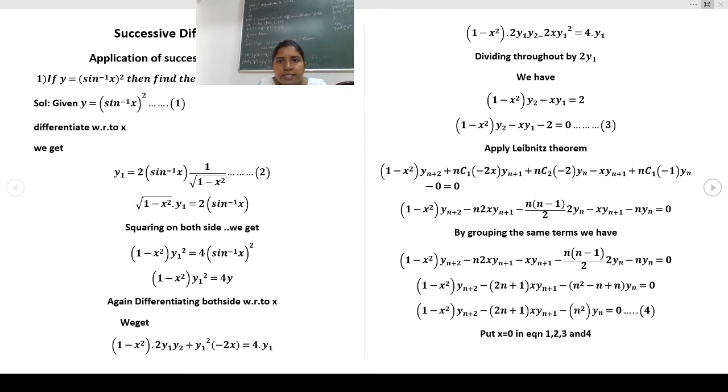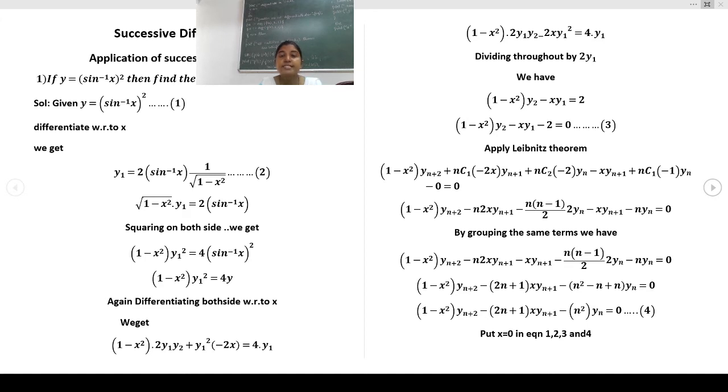Okay. Next, (1 - x²) y_{n+2} - nC1, whose value is n, times 2x y_{n+1}, minus nC2. Plus into minus is minus, therefore I write minus. nC2 value is n(n - 1)/2 times 2y1 minus x into y_{n+1}. nC1 value is n, therefore plus, here plus into minus is minus, n into y_n is equal to 0.